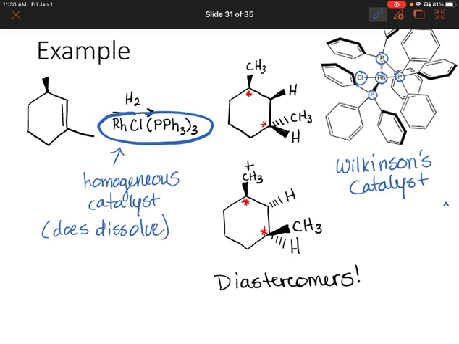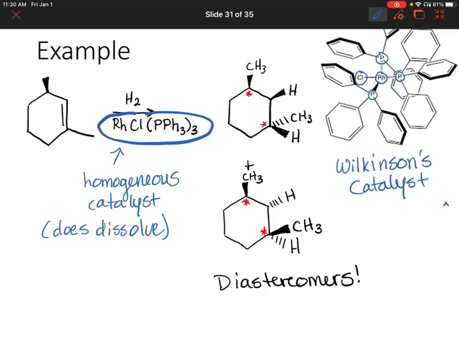So I was just showing you another example of hydrogenation, but we were just using a different catalyst, just for fun, to see what would happen. And the same thing would happen as if we used platinum or palladium.